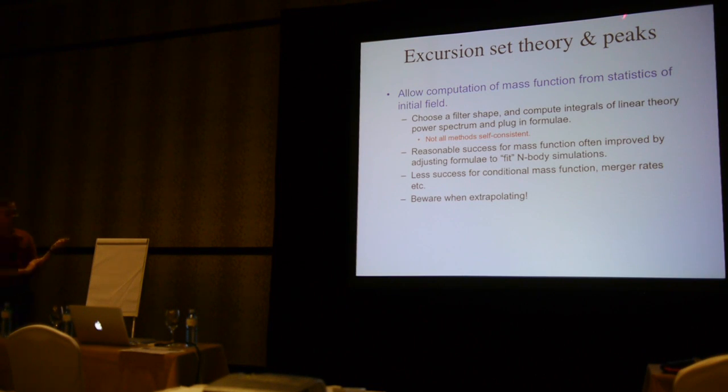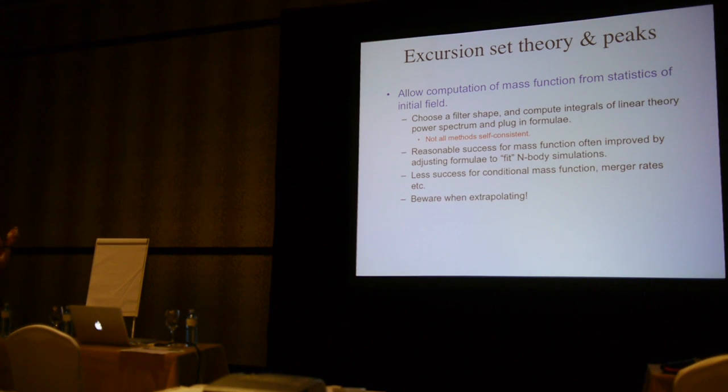Both the excursion set theory and the peak theory have some major advantages in that they allow you to compute the mass function from statistics of the initial Gaussian fields. We're just doing pure linear theory. So you choose a filter shape, you compute some integrals of the linear theory, and they will all differ in the different methods, but nonetheless there's some simple integrals. So you take the linear theory power spectrum, integrate it, plug it into some formula that's provided, and you get the mass function and various other quantities.